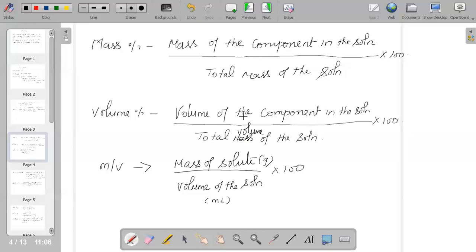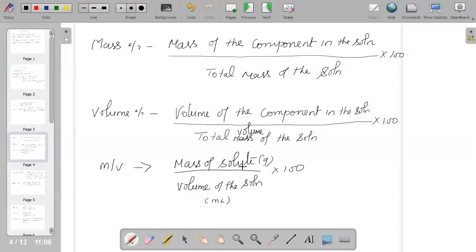So if I want to calculate volume percentage for ethanol, for example, a 100 ml solution containing 10 ml of ethanol, we will say volume of ethanol in the solution by volume of the total solution into 100.